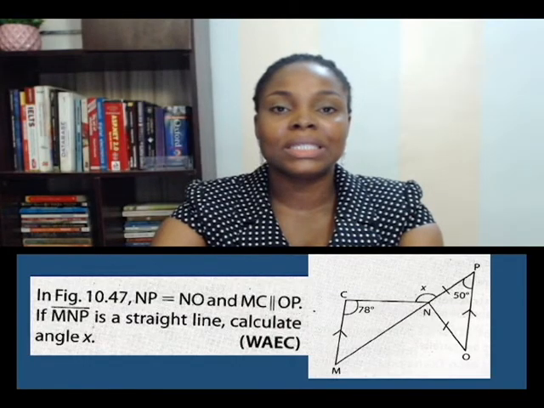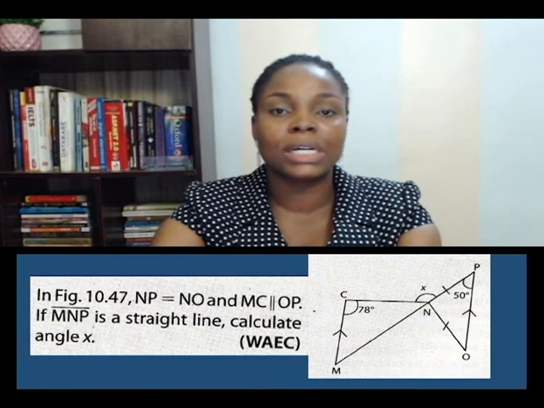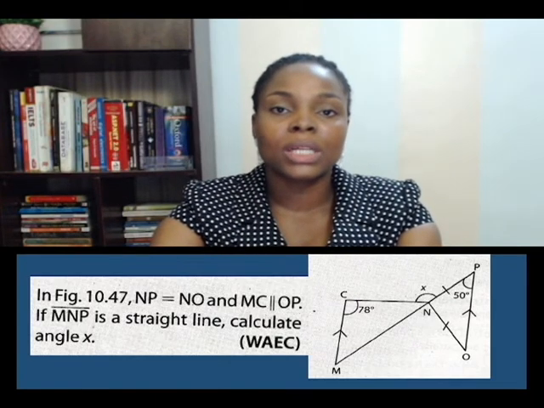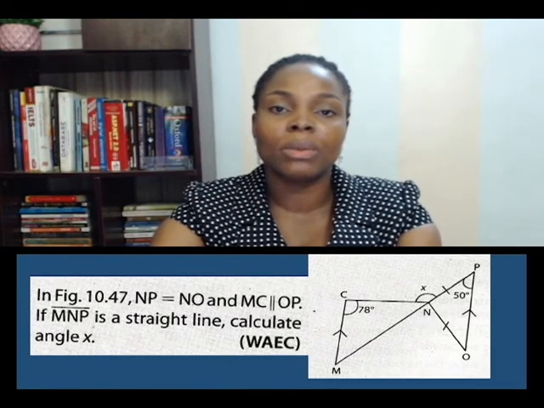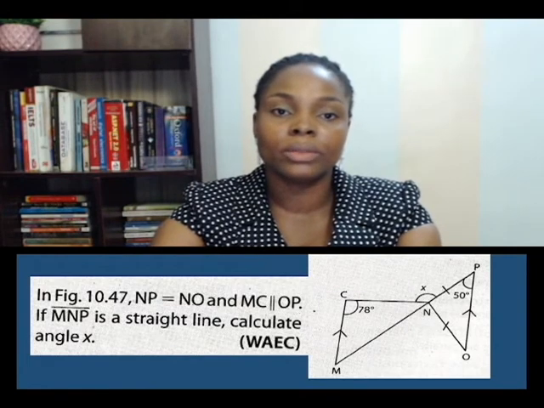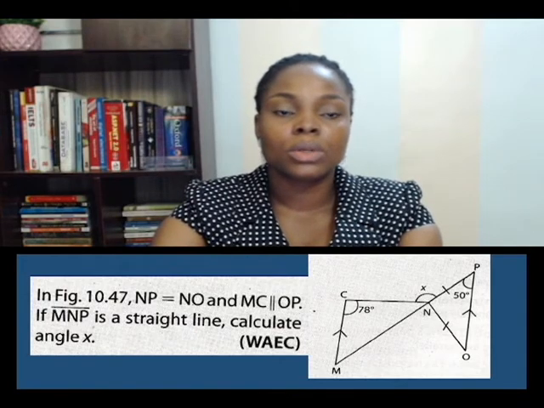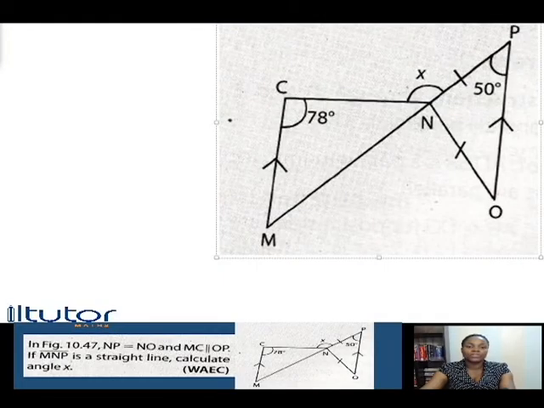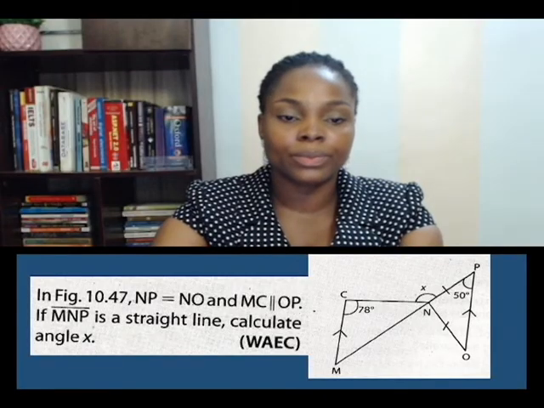This question is on page 168 of Functional Mathematics for Senior Secondary Schools by T.M. Asiru et al., Functional Mathematics, Book 1. The question says in figure 10.47, NP is equal to NO and MC is parallel to OP. If line MNP is a straight line, calculate angle X.